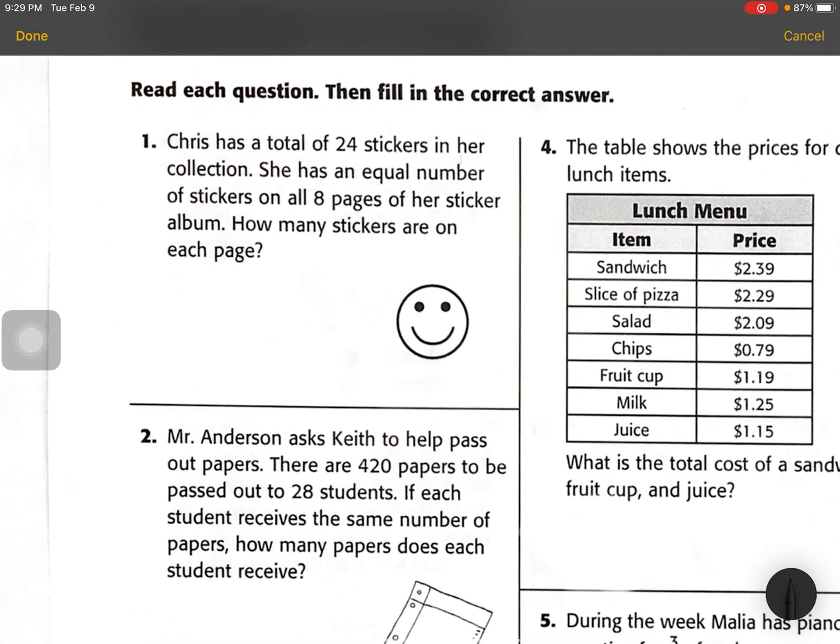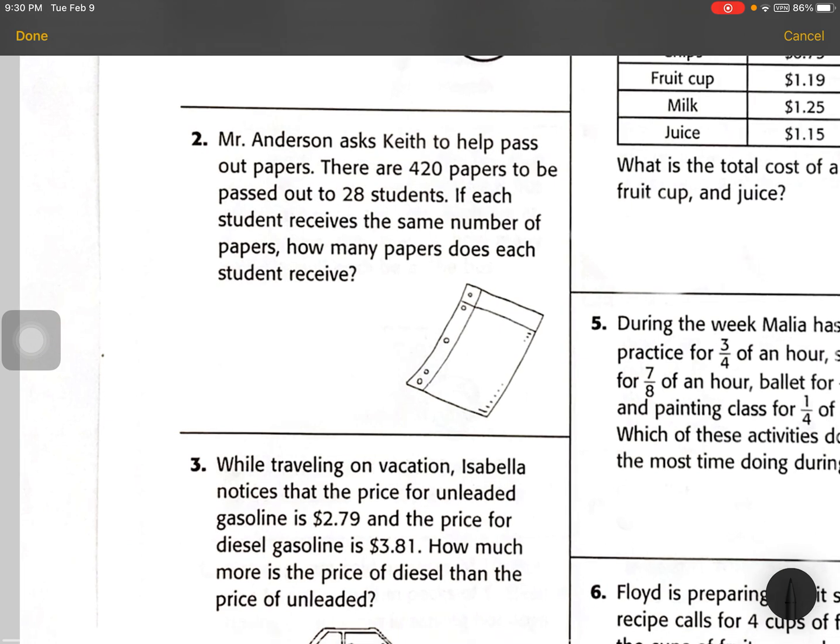Let's begin. Okay, number 1. Chris has a total of 24 stickers in her collection. She has an equal number of stickers on all 8 pages of her sticker album. How many stickers are on each page? Well, you go 8 into 24. And whatever your answer is, I'm pretty sure you're going to see that on your answer key. Yes, it really is that easy, I promise.